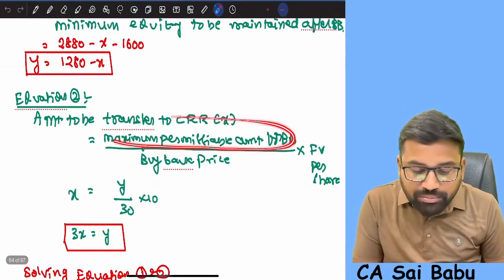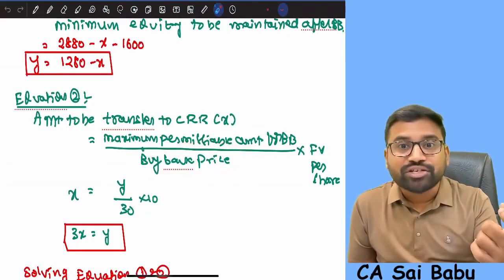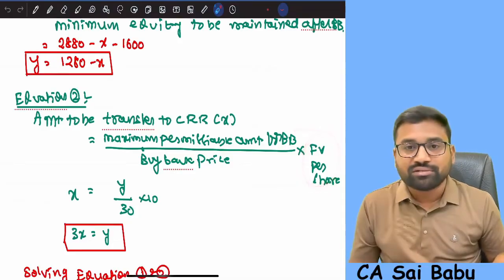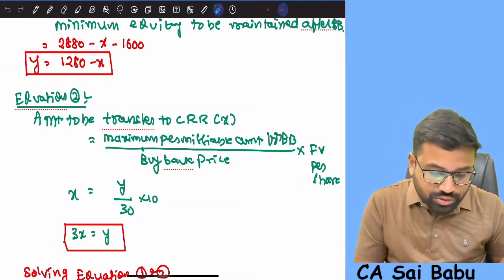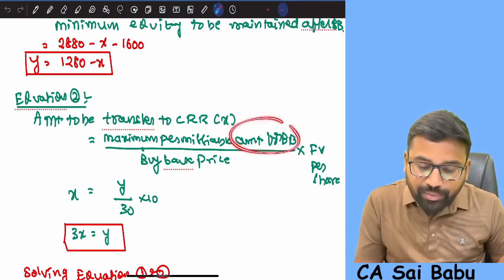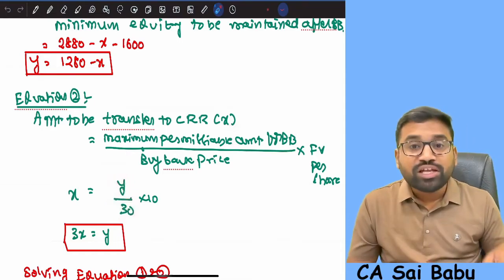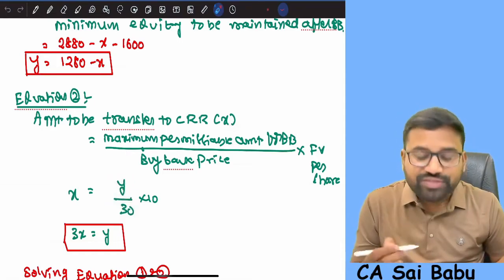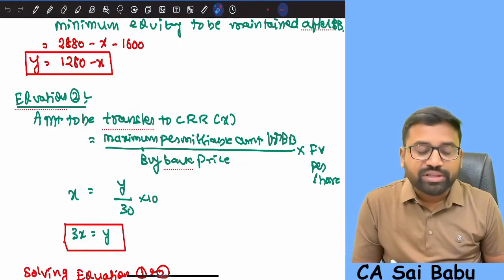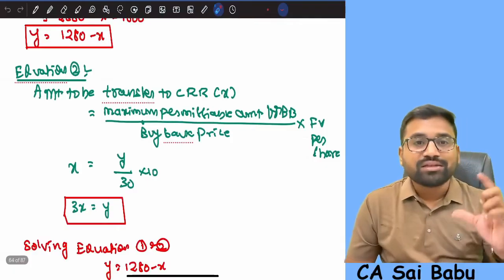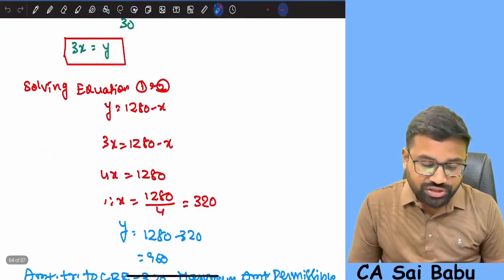Therefore, maximum permissible amount for buyback Y divided by buyback price will give the number of shares to be bought back. Into face value per share, which is 10 rupees. So X is equal to maximum amount permitted for buyback, that is Y we assume, divided by 30 rupees, into face value. You will get the nominal value of shares so bought back. So X is equal to Y divided by 30 into 10. That is 3X is equal to Y. This is equation number 2. So you have to remember these two equations. Now solve these two equations, you will get X and Y.